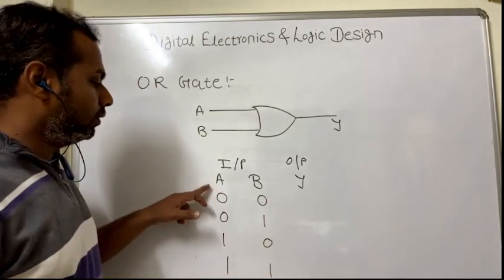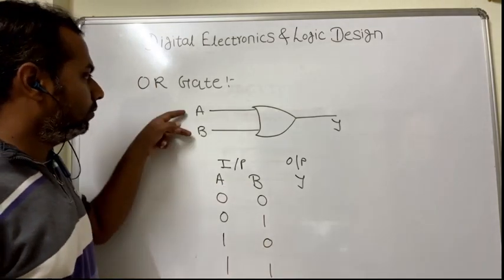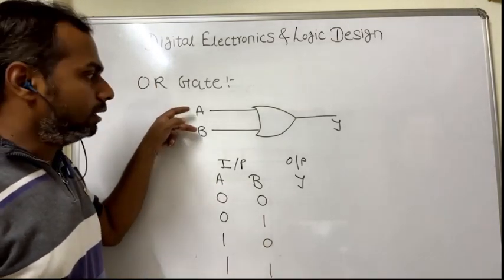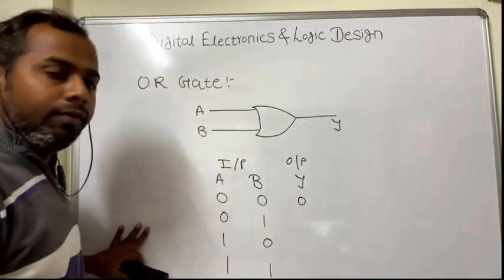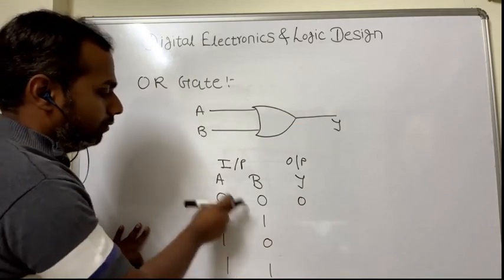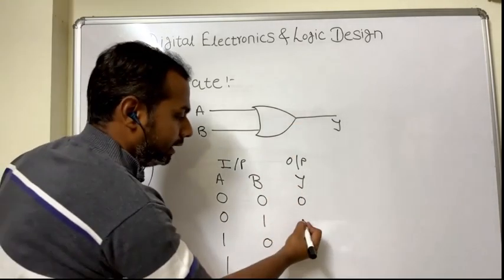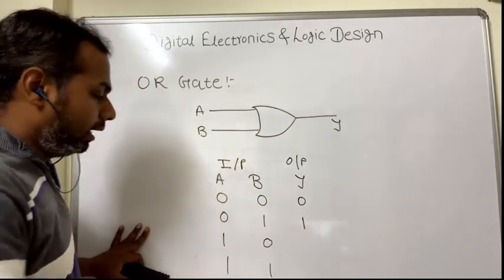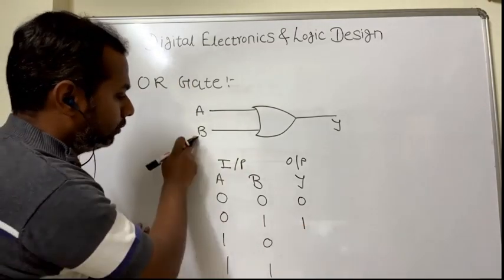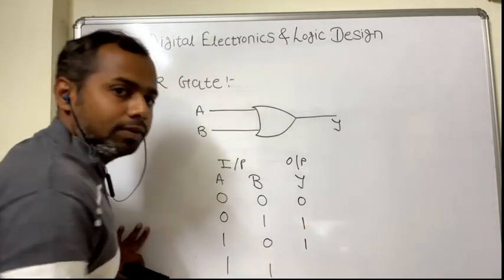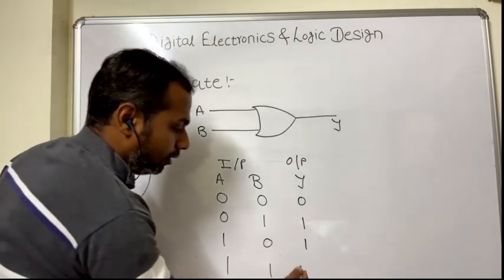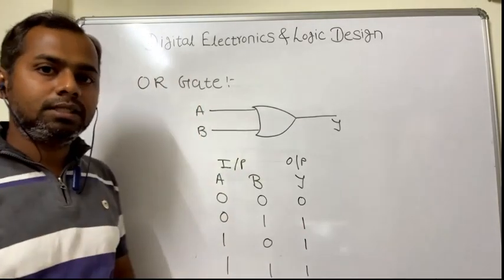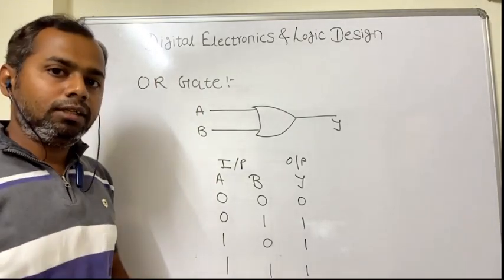For A equal to 0, B equal to 0, if we apply 0 0 here, then the output of the OR gate is 0. When A equal to 0, B equal to 1, output of the OR gate is 1. A equal to 1, B equal to 0, output is 1. A equal to 1, B equal to 1, output is 1. This is the truth table of the logical OR gate.